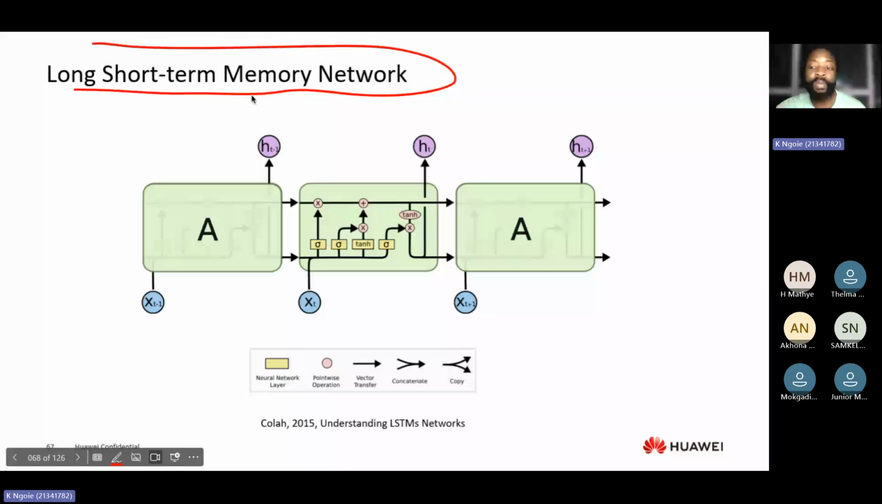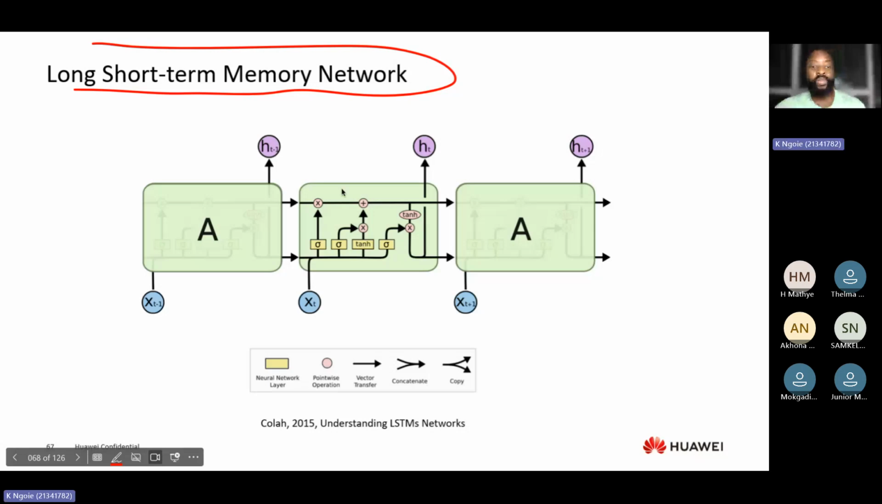Okay, so you need to remember that when we talk about LSTM, this is just a type of recurrent neural network structure, which is designed to handle the vanishing gradient problem. So you must remember that when we're trying to address the vanishing gradient problem in a recurrent neural network, we're going to use an LSTM. So basically in the LSTM, we're going to have a memory cell that can store information for a long period of time.